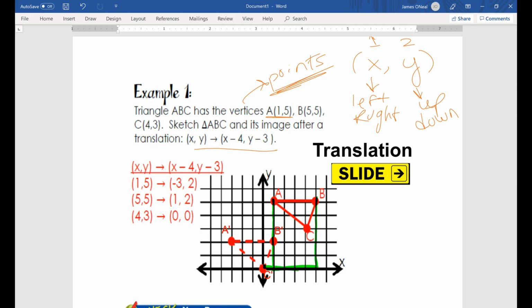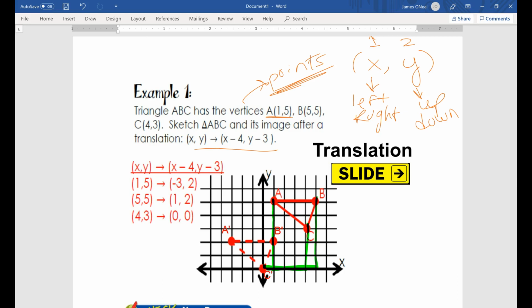I walk over to the right 4, and I go up 3, and that's my point. That's how we have this triangle. So what this is saying is subtract 4 from every x and subtract 3 from every y. Okay, so that's what we're going to do.